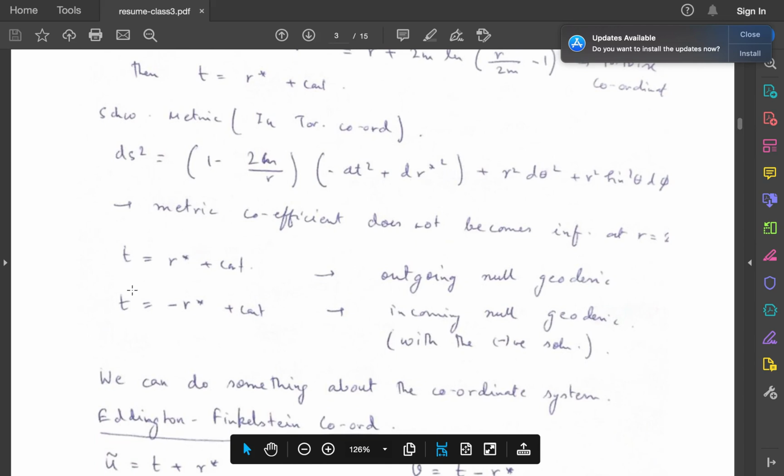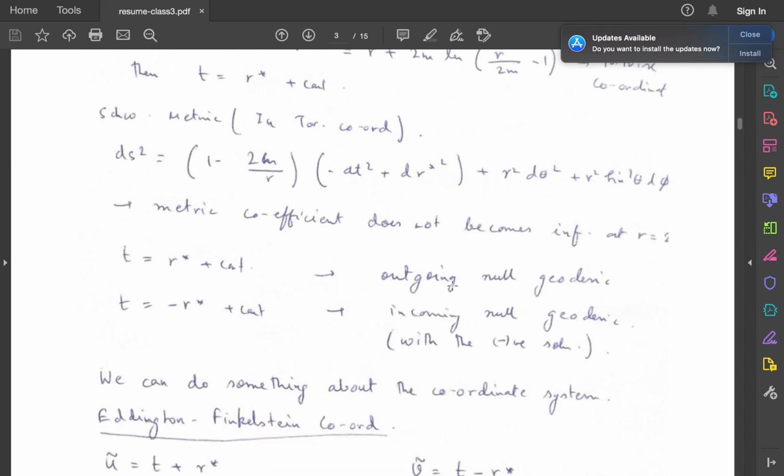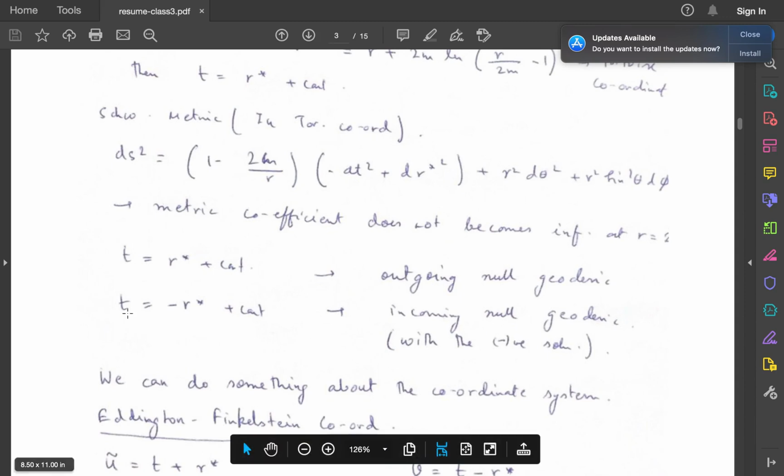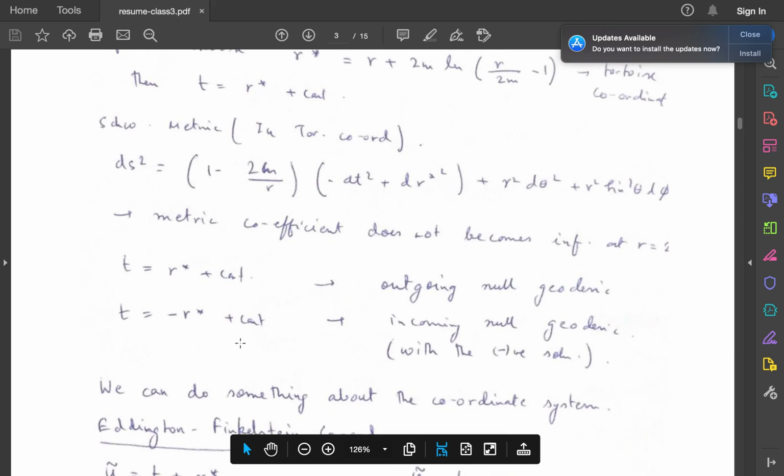So if I choose t equal to r star plus constant, we will have the outgoing null geodesic. Okay, and this is solved by r equal to plus minus k lambda. If I take the negative solution, I will get t equal to minus r star plus constant, which is the incoming null geodesic.